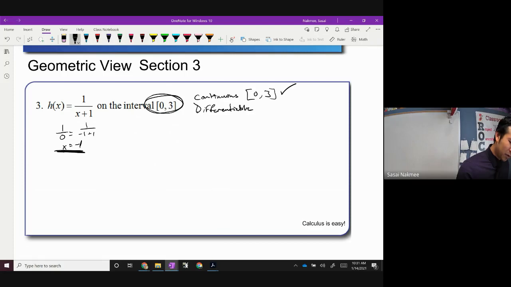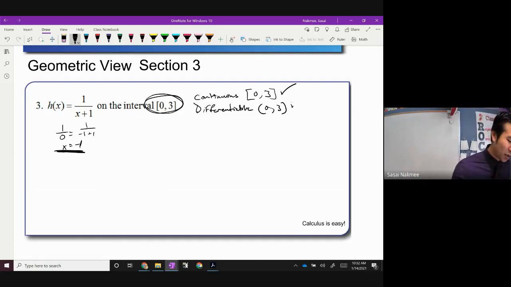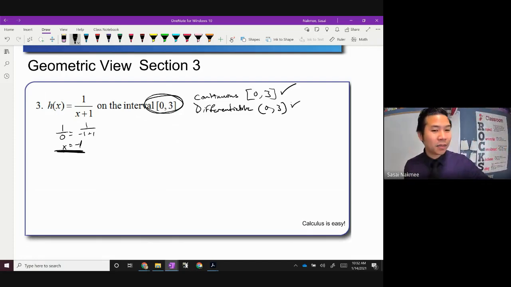Is it differentiable on the interval from 0 to 3? And guess what? It is. Where is it not differentiable? It's going to be not differentiable at x equals -1. And again, we don't care about it at x equals -1, right? We care about it only from 0 to 3. So since it checks out, you actually can use the mean value theorem for this problem.